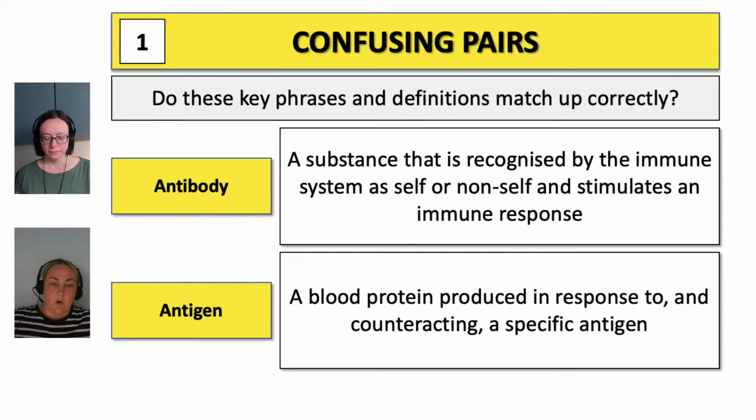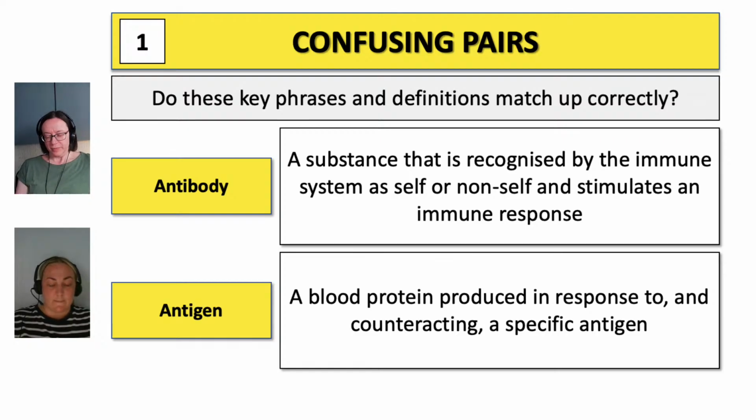And we're now going to look at some confusing pairs. So, do the definitions on the side relate to the keyword that we've got? So, antibody, is this a substance that is recognized by the immune system as self or non self and stimulates an immune response? Or is that a blood protein produced in response to and counteracting a specific antigen? Are we correct or incorrect there?